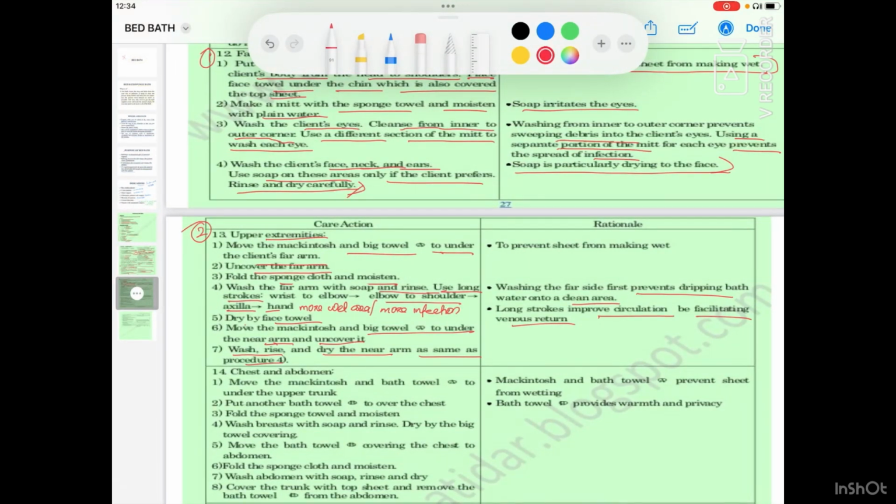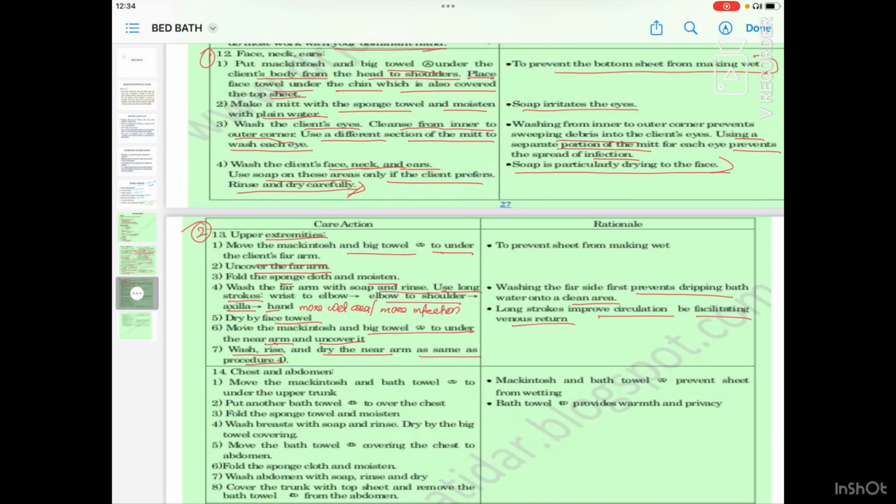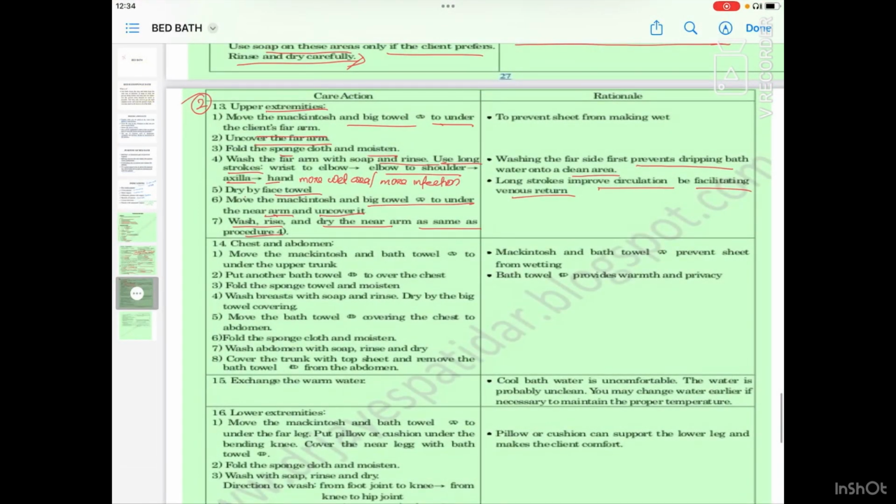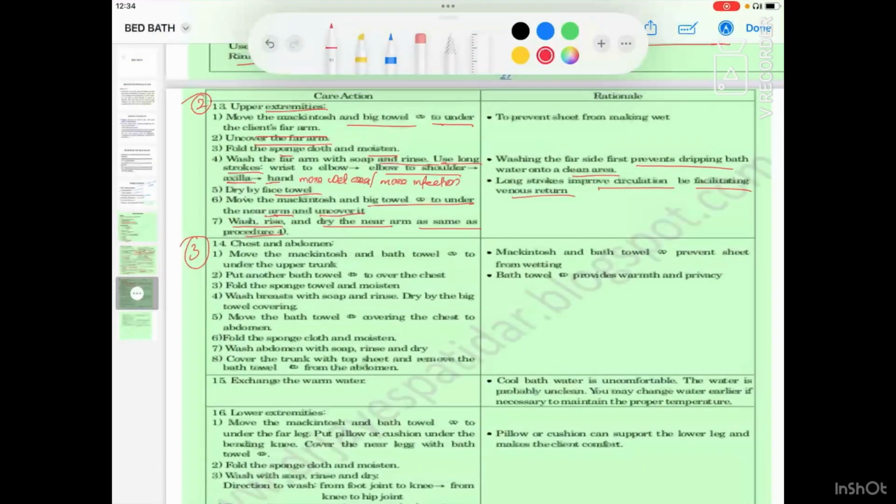So first the face, next the upper extremity, and next where are we going? Next is the chest and abdomen. The third part is the chest and abdomen.